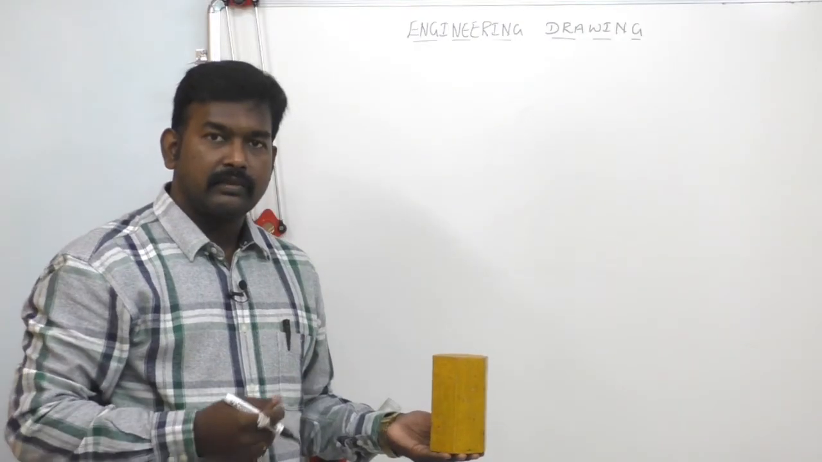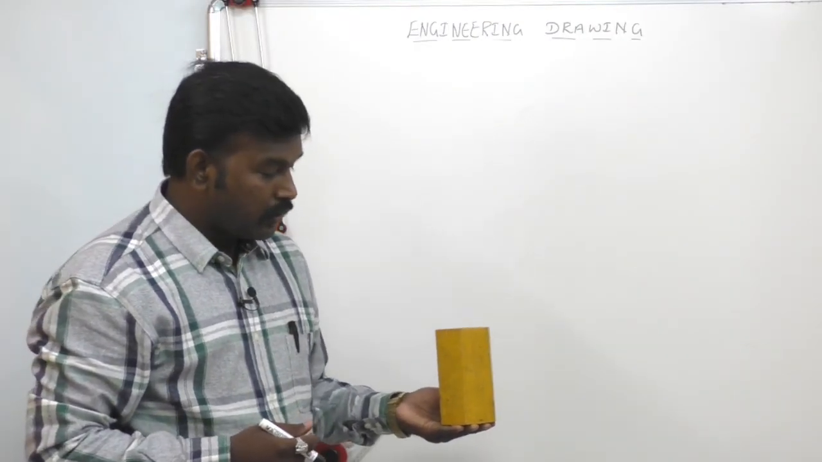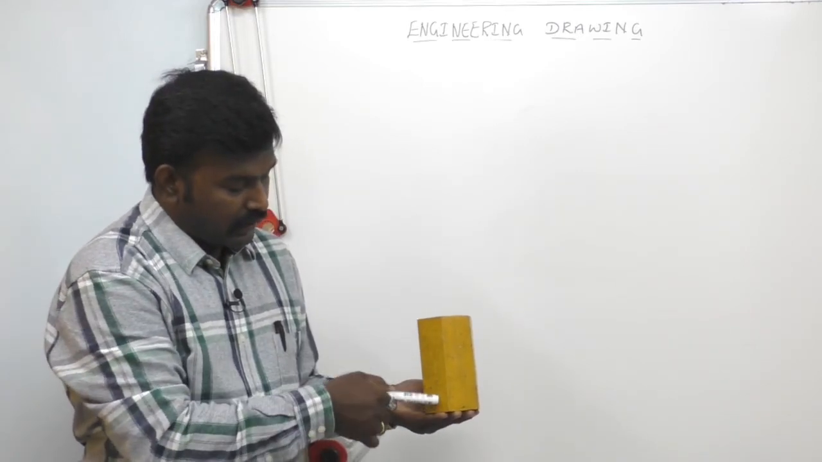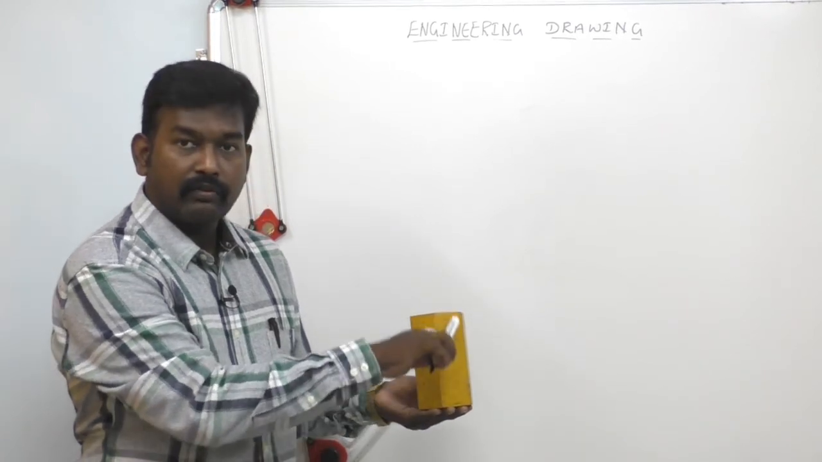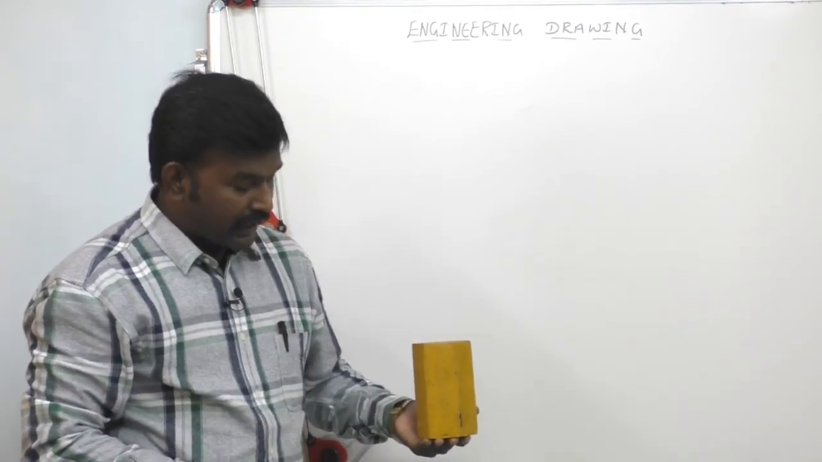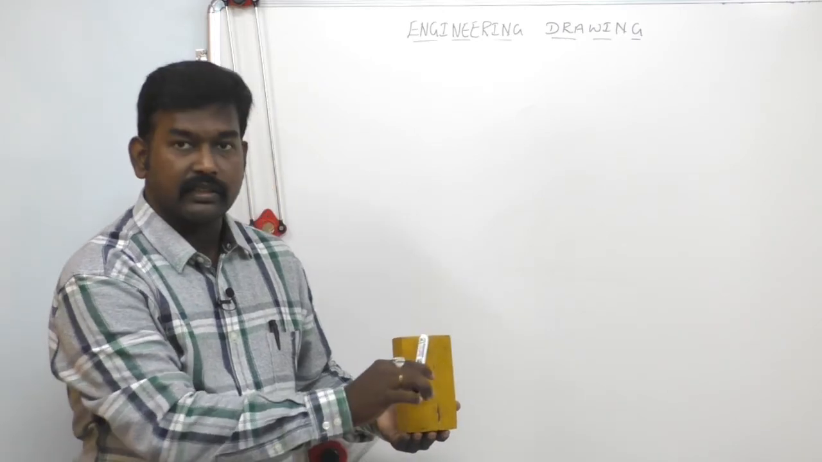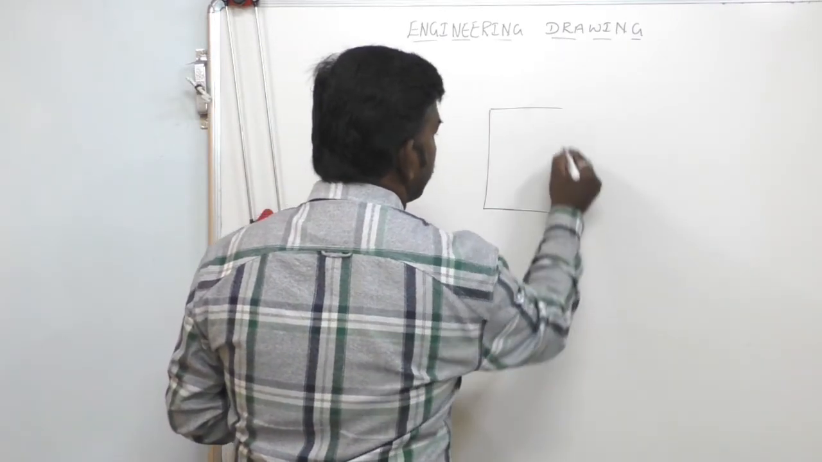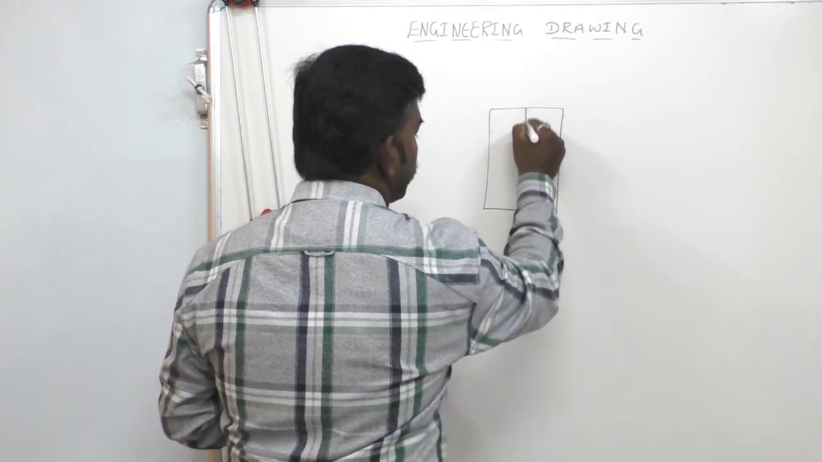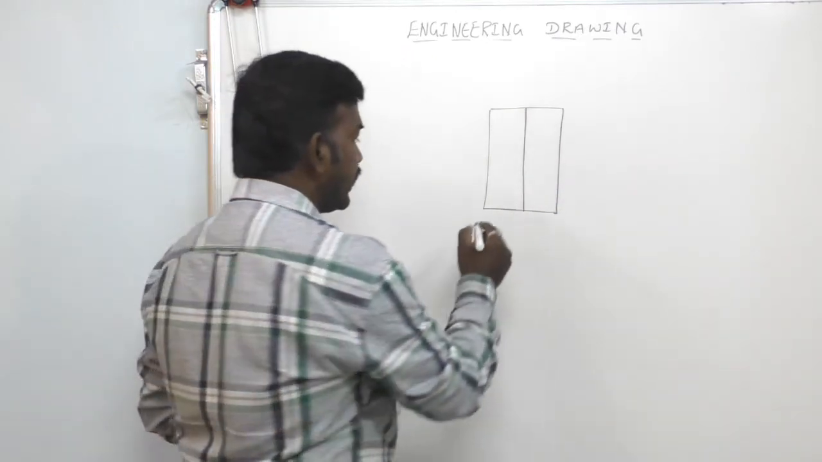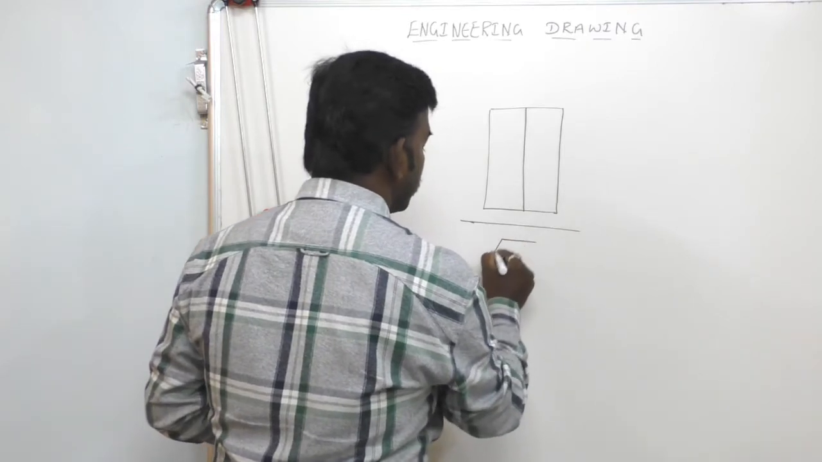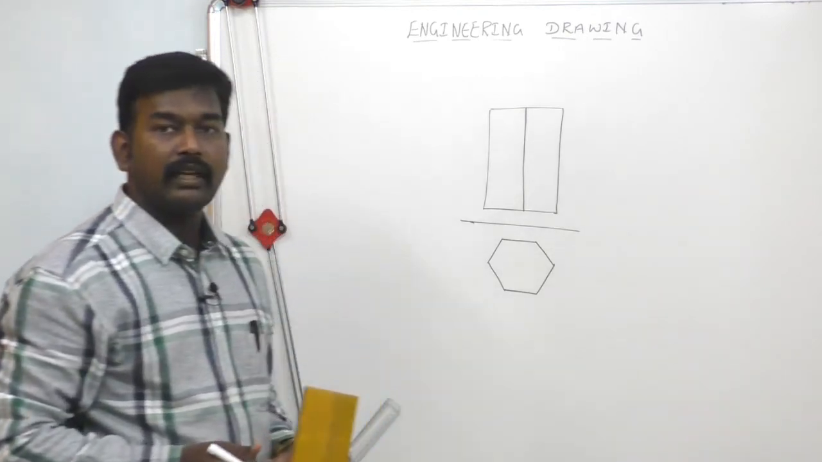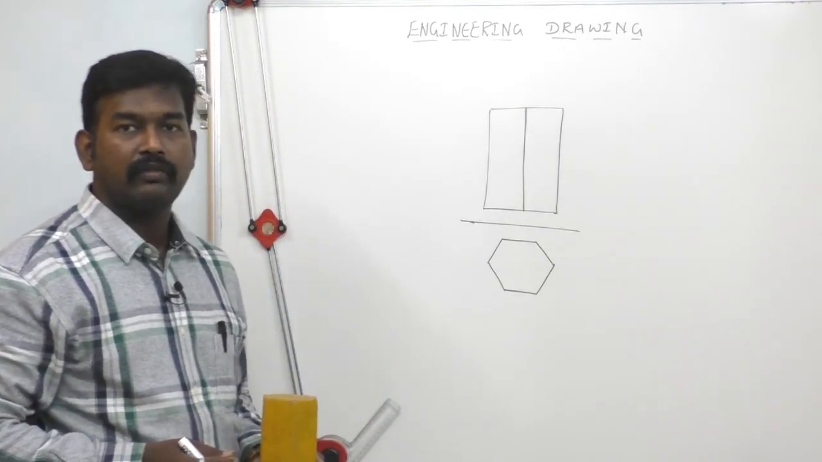Now let us discuss orthographic projections. Suppose the object is like this. We can observe rectangle face 1 and rectangle face 2. Or the object is like this, and we are observing 3 faces. I am viewing 2 rectangle faces, and in the top view it is a hexagon. These are the orthographic projections.